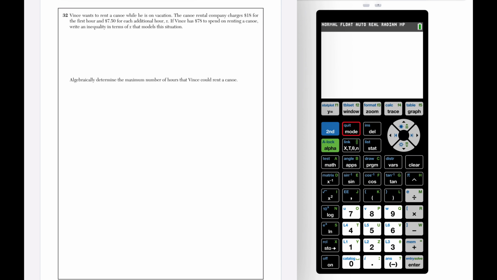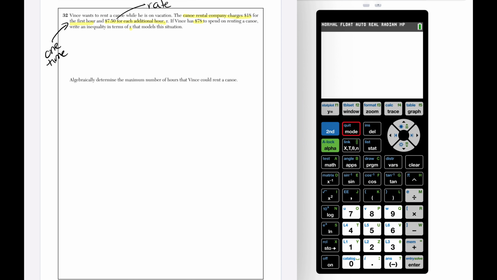Here's our second problem. It's 4 points. We're going to jump right in. Vince wants to rent a canoe while he's on vacation. The canoe rental charges $18 for the first hour and $7.50 for each additional hour. So this is the one time, and then here's where I see a rate. If Vince has $78 to spend, write an inequality in terms of x that models the situation.